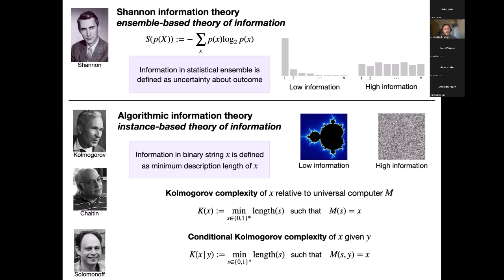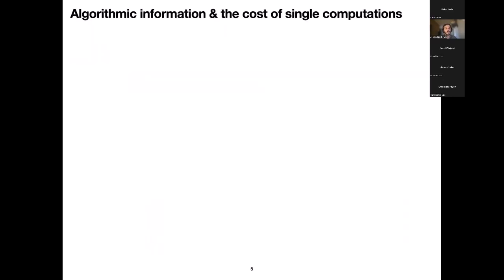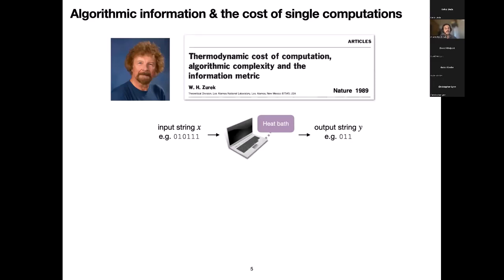Now, the question is, can we use algorithmic information theory to study the cost of a single computation, where a single input is mapped to a single output? And it turns out this question was actually considered before, and a proposal was made in this very interesting paper by Zurek. And it was published in Nature in the late 80s. And Zurek considered the following setup. There's a classical system that takes as an input some string x and outputs some string y, and it's coupled to some kind of equilibrium environment.